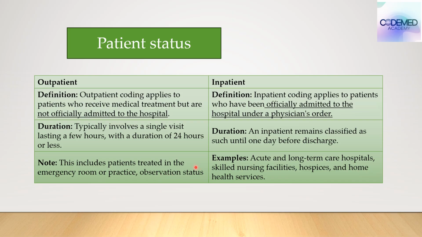or the patient who is under observation status. While inpatient coding applies to the patient who has been officially admitted to the hospital under the physician's order. The inpatient remains classified as such until 1 day before the discharge. Examples are acute and long-term care hospitals, skilled nursing facilities, hospice, and home health services. So this classification status is very important.